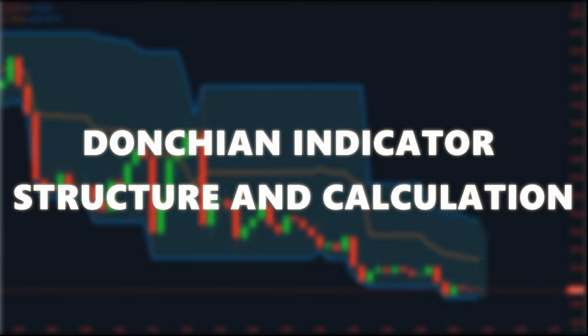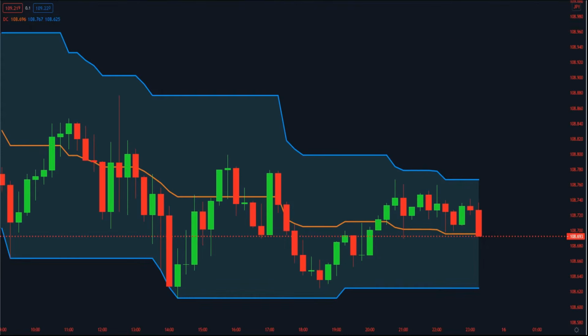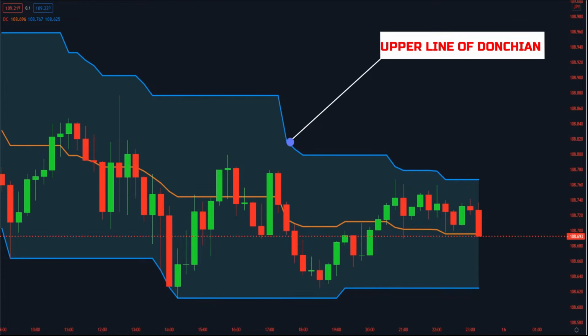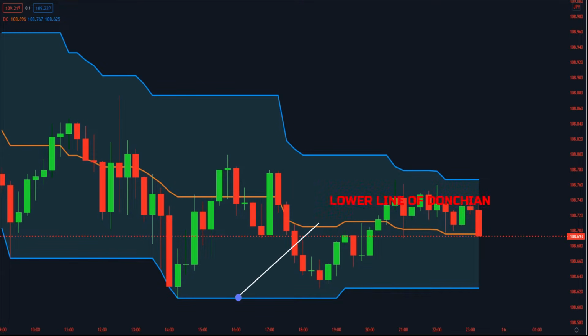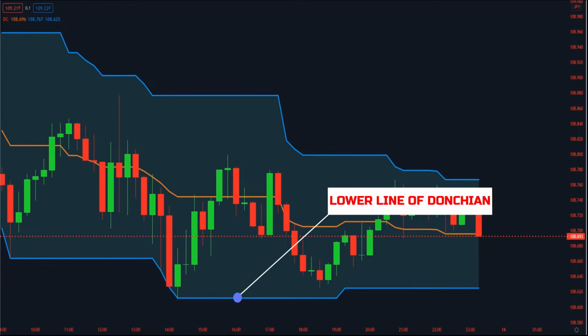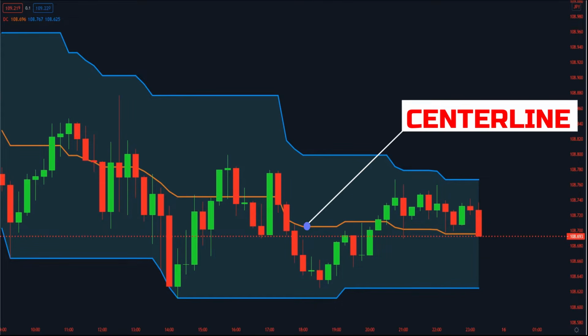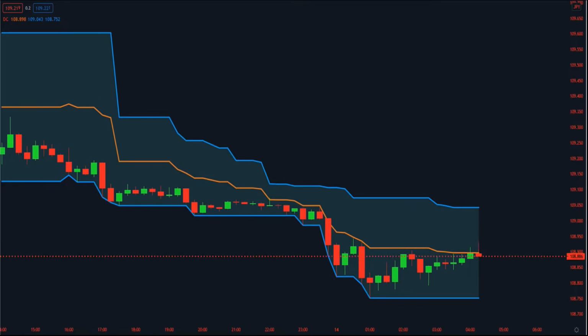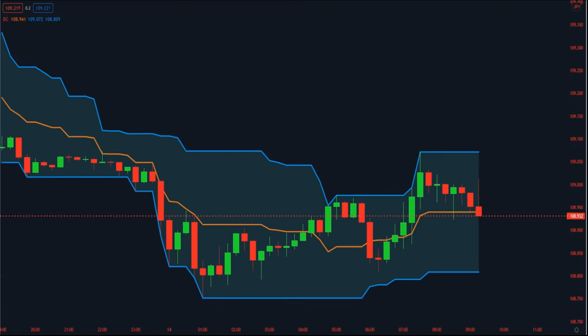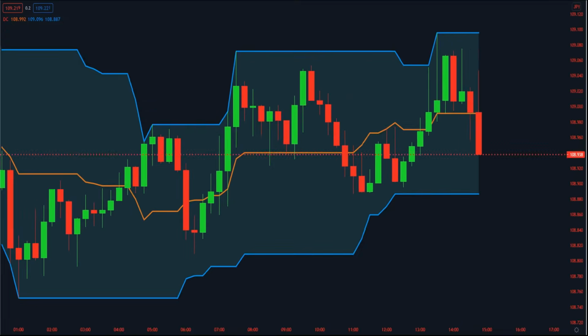Donchian indicator structure and calculation. The upper line of Donchian represents the highest price for the last certain number of bars. The lower line of Donchian represents the lowest price for the last certain number of bars. The centerline represents a certain number of period high and a certain number of period low divided by 2. Donchian channel can help traders identify whether a price movement is likely to continue or reverse direction.